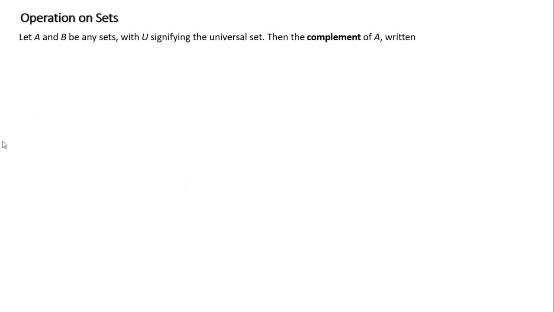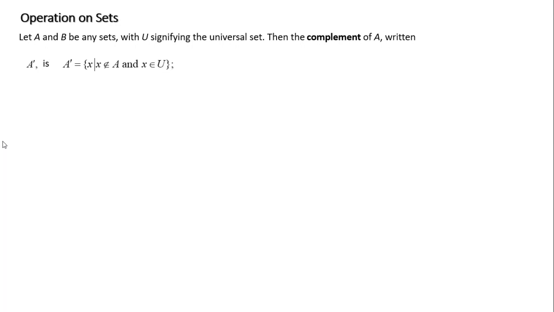All right. Operations of sets. So let's do some terminology. Let A and B be any sets with a universe signifying our universe set. Then the complement of A is written as A prime. I can also write this in set builder notation. A prime can be written as x such that x is not an element in A and x is an element in the universe.